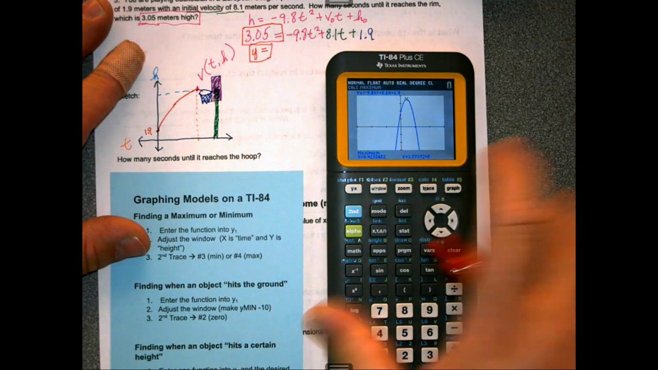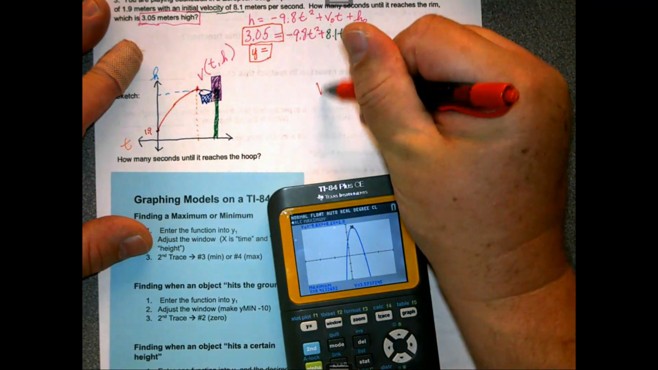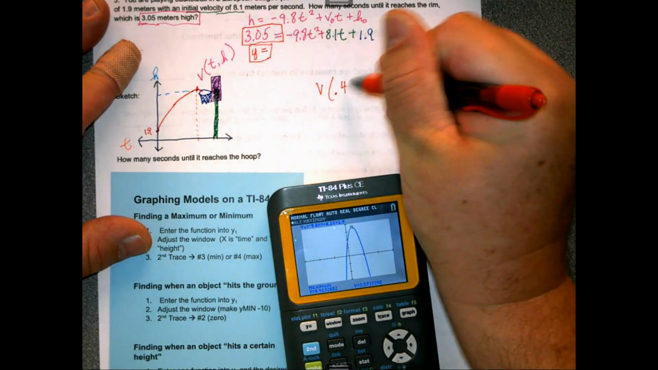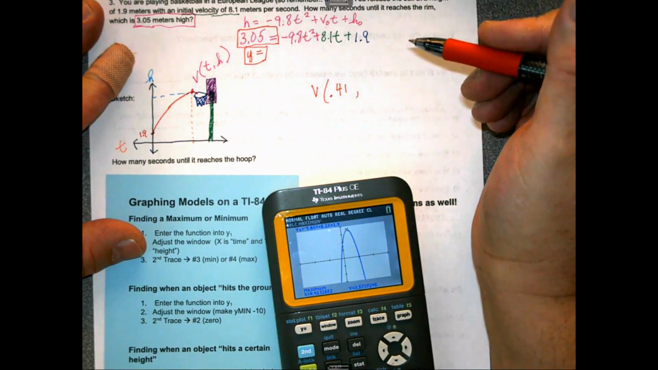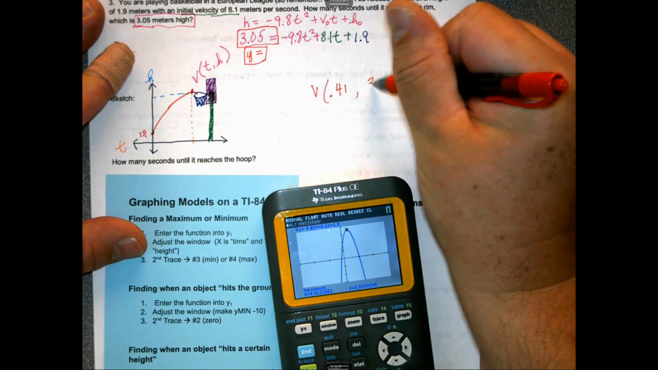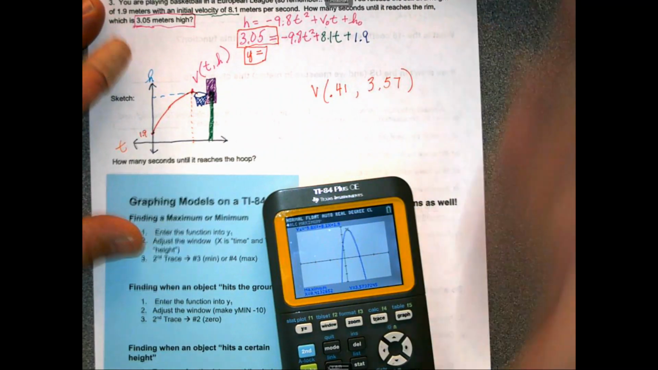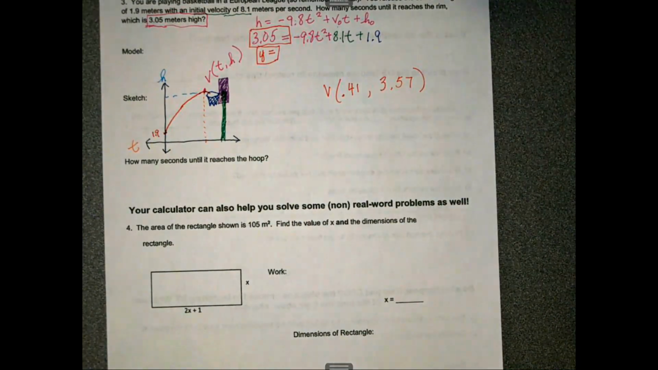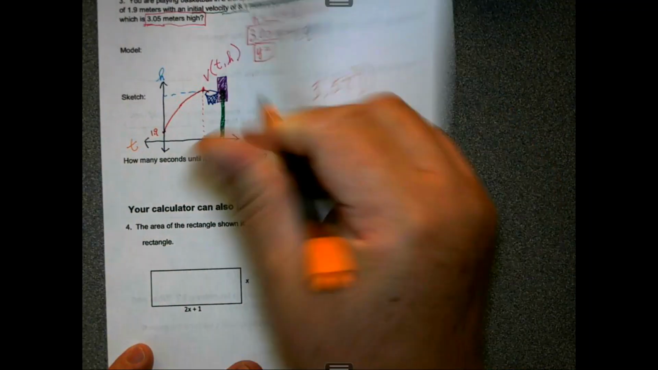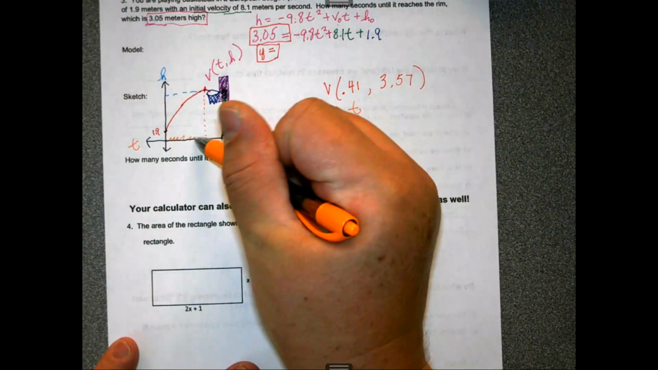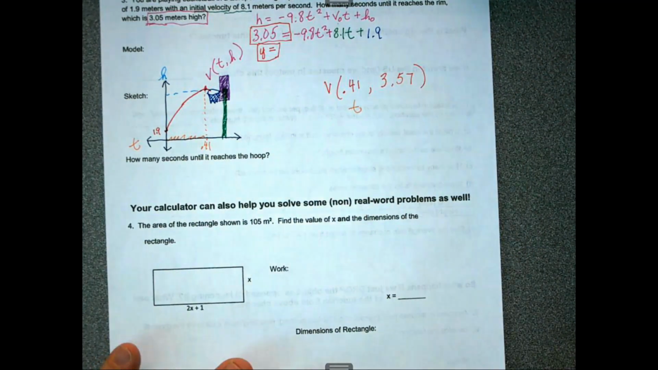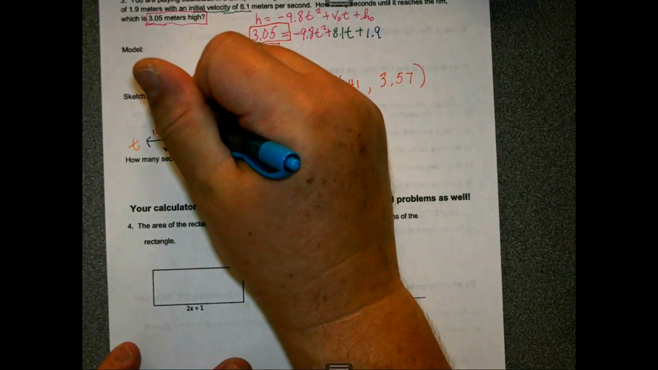0.41, comma, 3.57. Okay. So there's my vertex. My t is 0.41, so this is 0.41. And the height is 3.57 or 3.6.